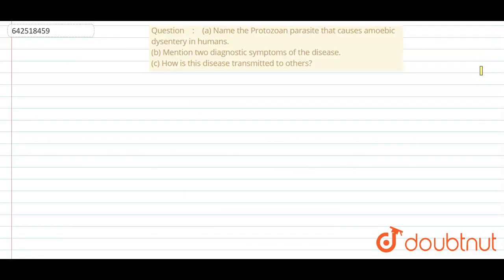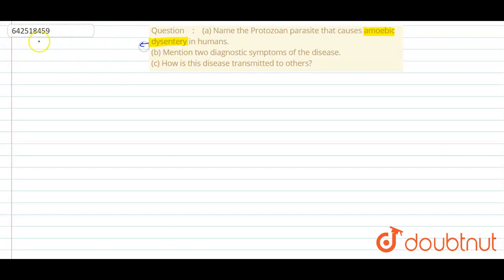In this question, we have three parts. Name the protozoan parasite that causes amoebic dysentery in humans. Mention two diagnostic symptoms of the disease and how is this disease transmitted to others. So to understand this question, we need to understand what amoebic dysentery really is, because all the questions revolve around amoebic dysentery. So what does dysentery mean?